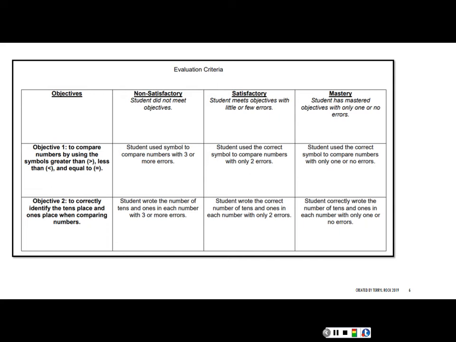What is not on there? Did the student write their name? Is their work neat? Why aren't those things there? They don't matter. Well, they matter, but they don't count. They don't measure the objective. And so you can make all the comments you want to about whether or not their work is neat or whether or not they have their numbers lined up properly. But unless it has something to do with the objective, it doesn't count as feedback. And it should not be part of your evaluation criteria.